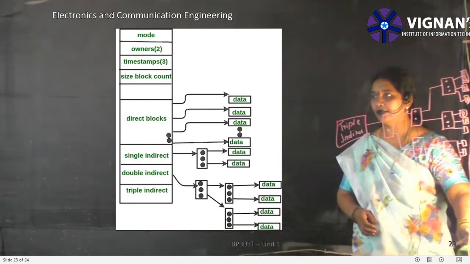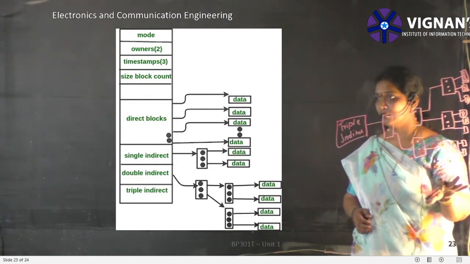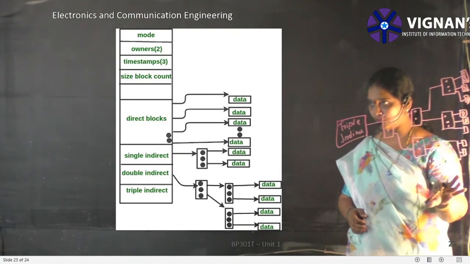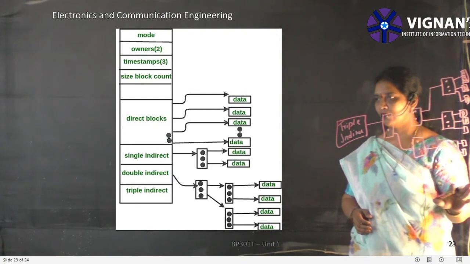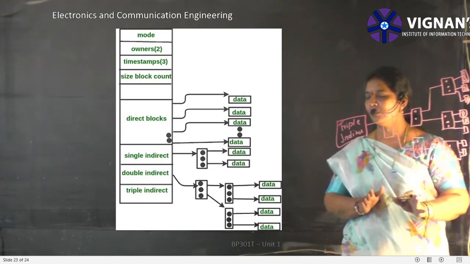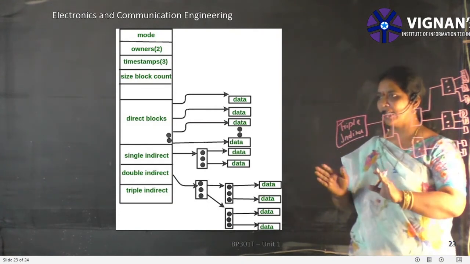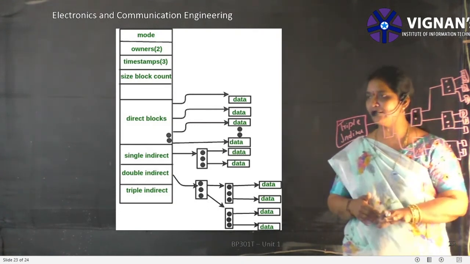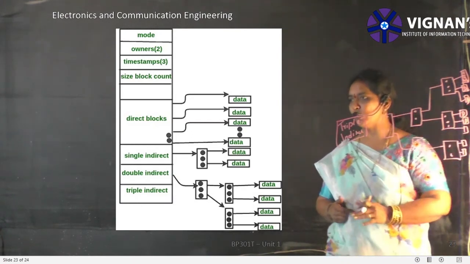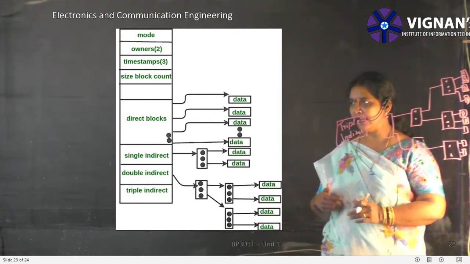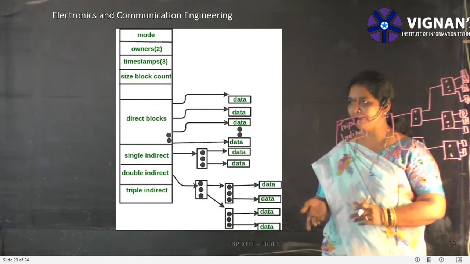In triple indirect, 3 levels of addresses will be stored, and from there the data will be stored. So in direct blocks, the data is stored directly, whereas in indirect, first the address is stored, and that address points to the location where the data is stored. And there are 3 types: single indirect, double indirect, and triple indirect.